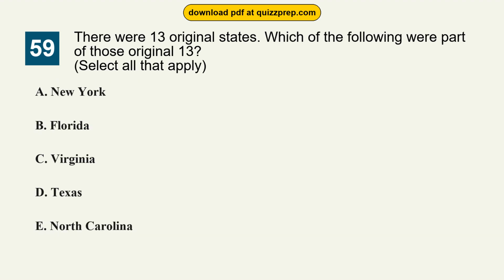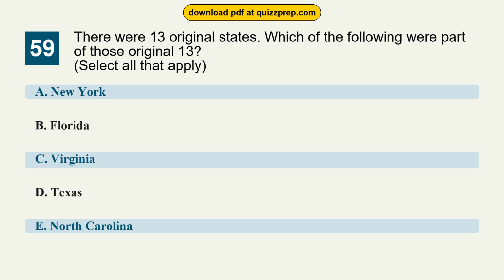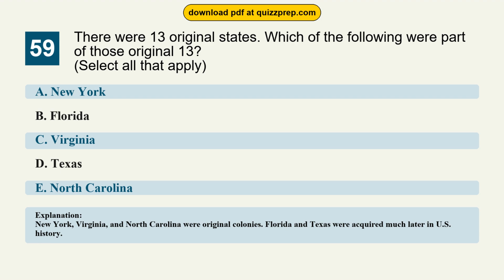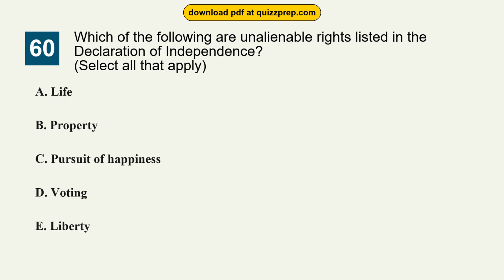Question 59. There were 13 original states. Which of the following were part of those original 13? Option A, New York. Option B, Florida. Option C, Virginia. Option D, Texas. Option E, North Carolina. The correct answers are options A and C and E. New York, Virginia, North Carolina. New York, Virginia, and North Carolina were original colonies. Florida and Texas were acquired much later in U.S. history.